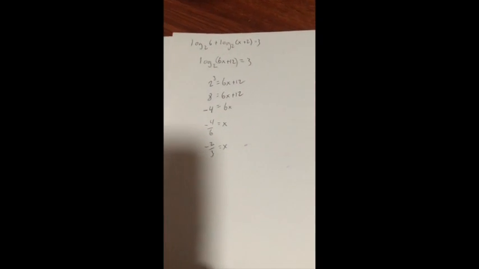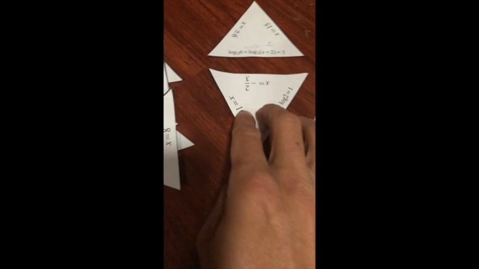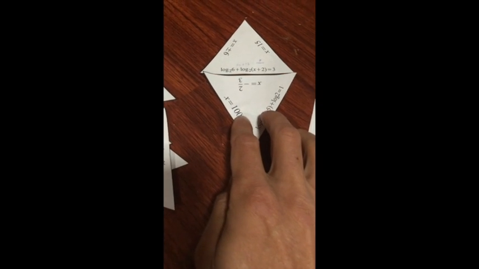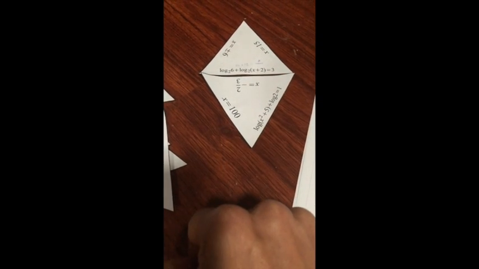And let's see if we can find x equals -2/3. Oh, look at that. It's right there on top. Would you look at that? Then you just match those pieces together like so, and there we go.